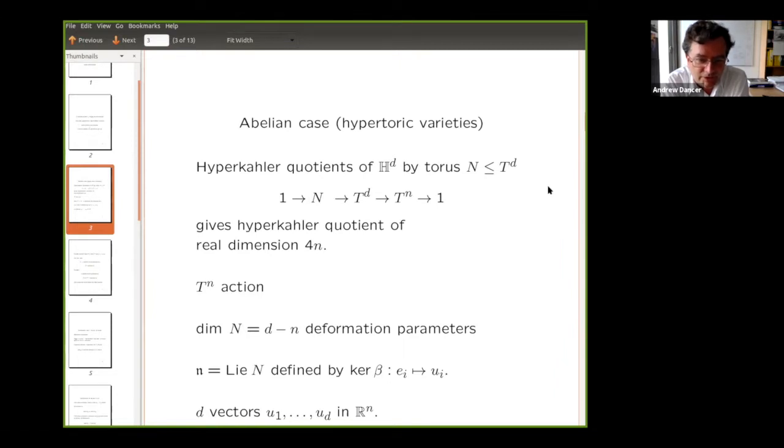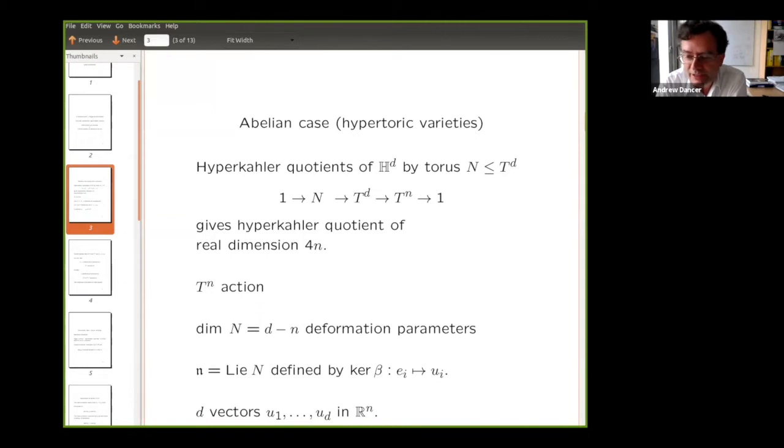The subtorus is usually viewed in terms of an exact sequence like that. So the subtorus has real dimension d minus n. When we hyperkähler reduce, we get a hyperkähler quotient of real dimension 4n. And of course, there is a residual action of the quotient torus T^n, which is T^d modulo the subtorus that we've quotiented out by. So this is a maximal rank hyperkähler action. We have a hyperkähler manifold of real dimension 4n, quaternionic dimension n, with a T^n action.